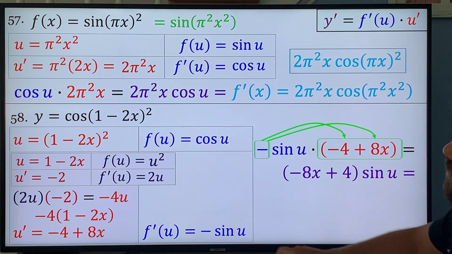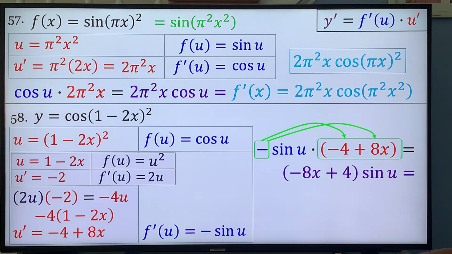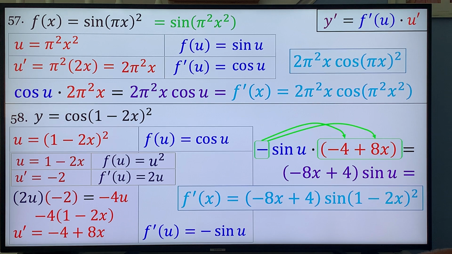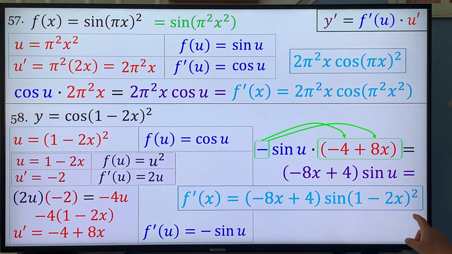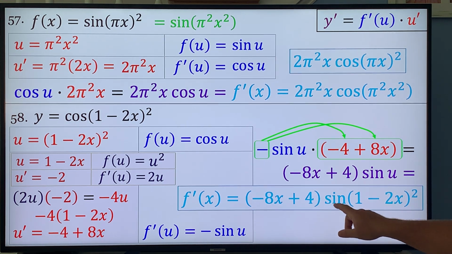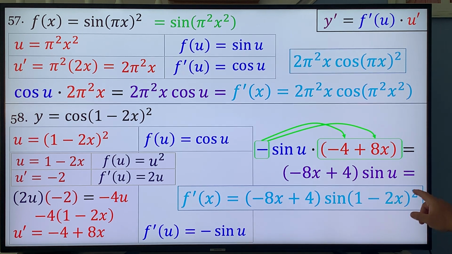Sine u. Take my original u, 1 minus 2x all squared, and plug it back in. This 2 does not move here because I'm not squaring the whole equation. I'm just squaring the part that's inside. So this is your final answer. Negative 8x plus 4 times sine 1 minus 2x quantity squared.